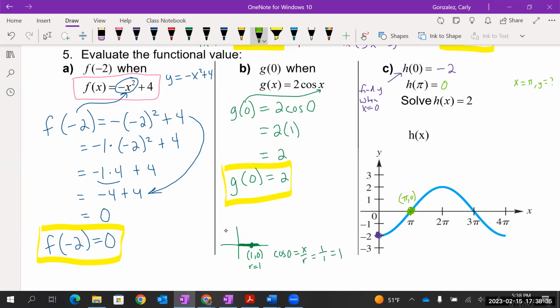And last but not least, we have h of x equals 2. This is inherently different. Now they're giving us h of x, so they're actually telling us that y is 2 and we need to find x. So now I'm going to go up to y equals 2 and look for my graph. And there we found it. Ding, ding, ding. And we found x is 2 pi.